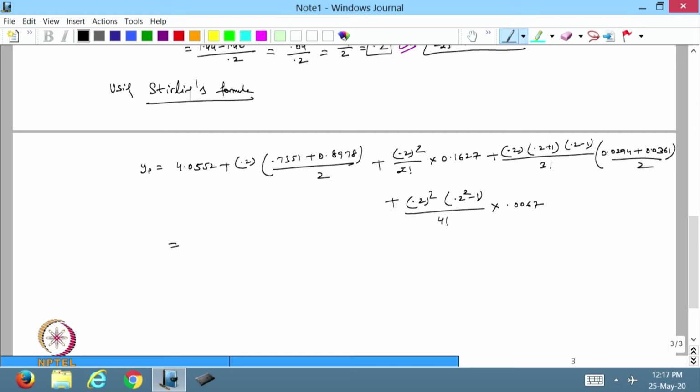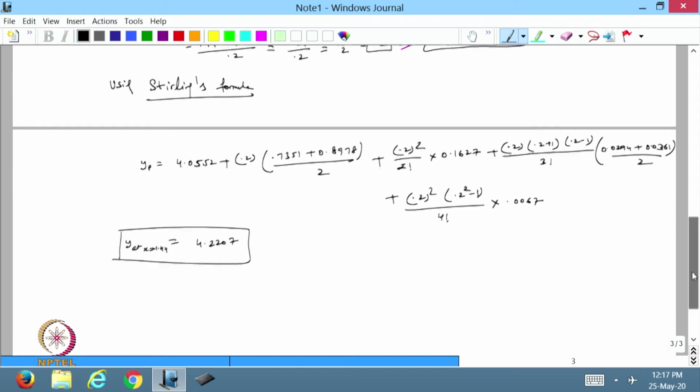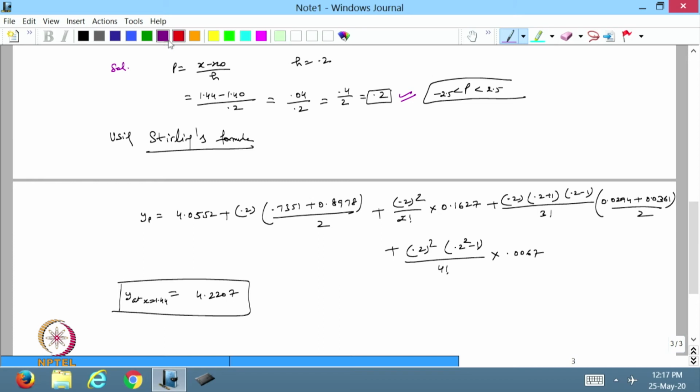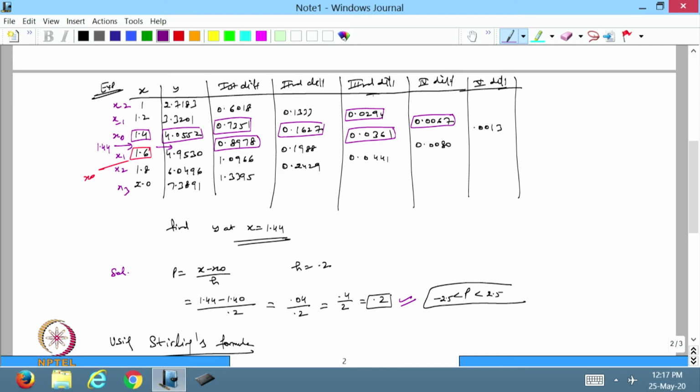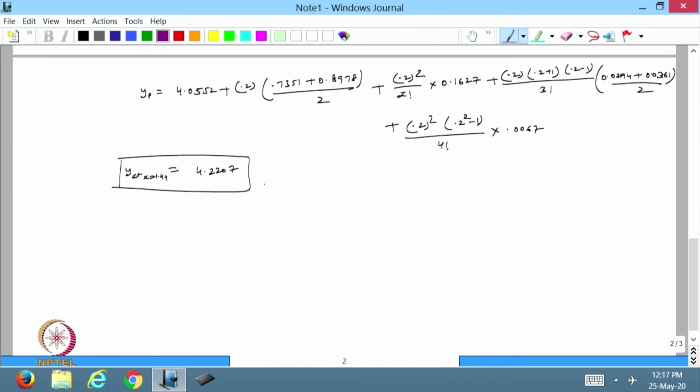So if I do the calculations and my calculation is correct, then its value should be 4.2207. So this is the value of y at x equal to 1.44. This is the approximate value, and from here I can see that this value 4.2207 is lying here. So this value seems correct, and from here I can see that this function is an increasing function also. So, based on this, I can say that this is my answer.